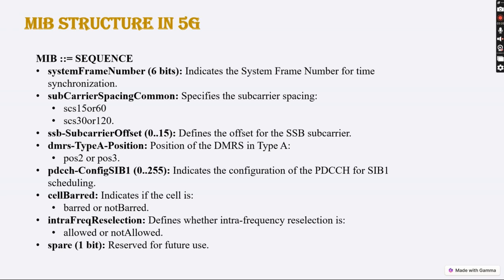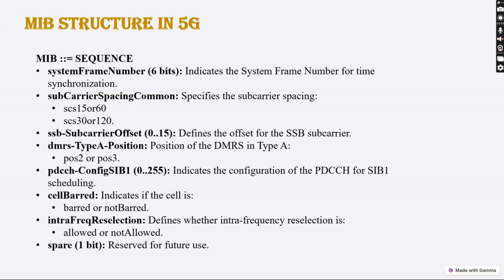Then subcarrier spacing common. It tells the UE what SCS it is using. 15 or 60 means SCS 15 it will use. 30 or 120 means SCS 30 it will use. SCS means subcarrier spacing, the space between subcarriers. Many carriers will be there in the network, so it will tell the UE the spacing between the two carriers. That is the SCS.